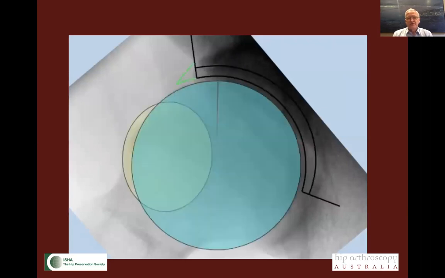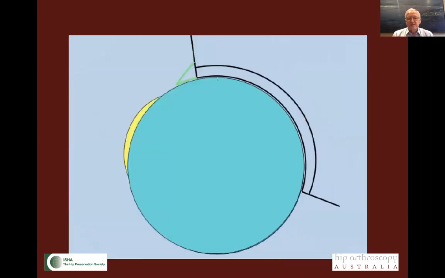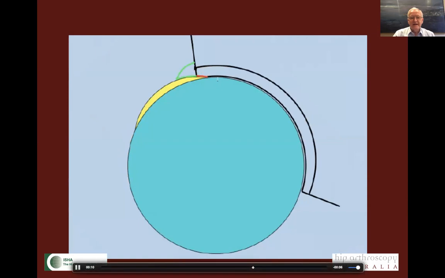This is a depiction of how cam works. You can see the yellow cam lesion with rotation of the femoral head. The cam comes into contact at the junction of the labrum and the articular cartilage here, and this then leads to shearing stress, separation of the labrum from the acetabular articular cartilage, and delamination of the articular cartilage.